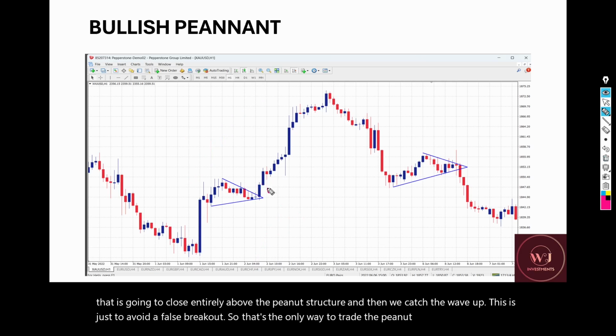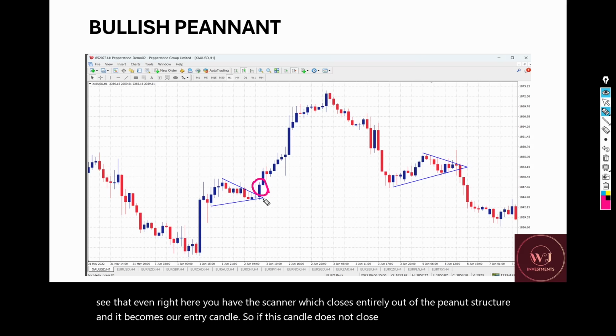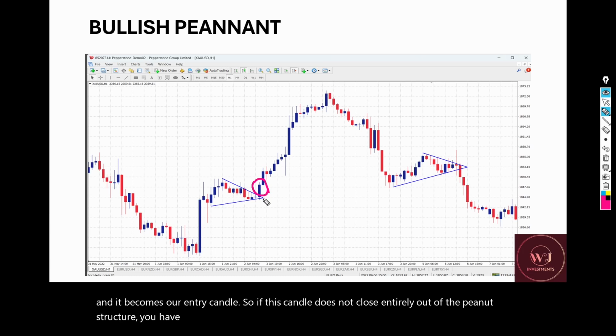So that's the only way to trade the pennant successfully. You can see that even right here, you have this candle which closes entirely out of the pennant structure, and it becomes our entry candle. If this candle does not close entirely out of the pennant structure, you have to avoid that candle because you might get false breakouts which lead to so many losses.